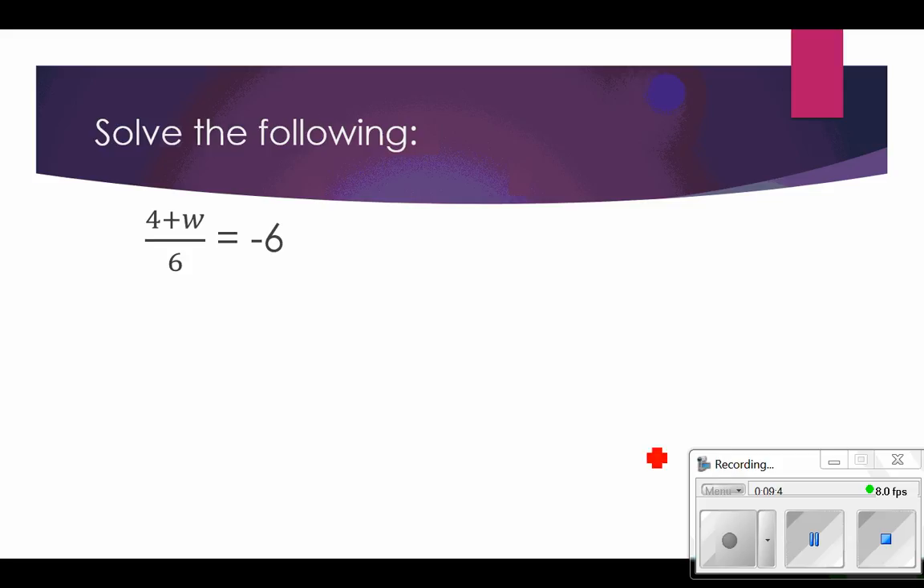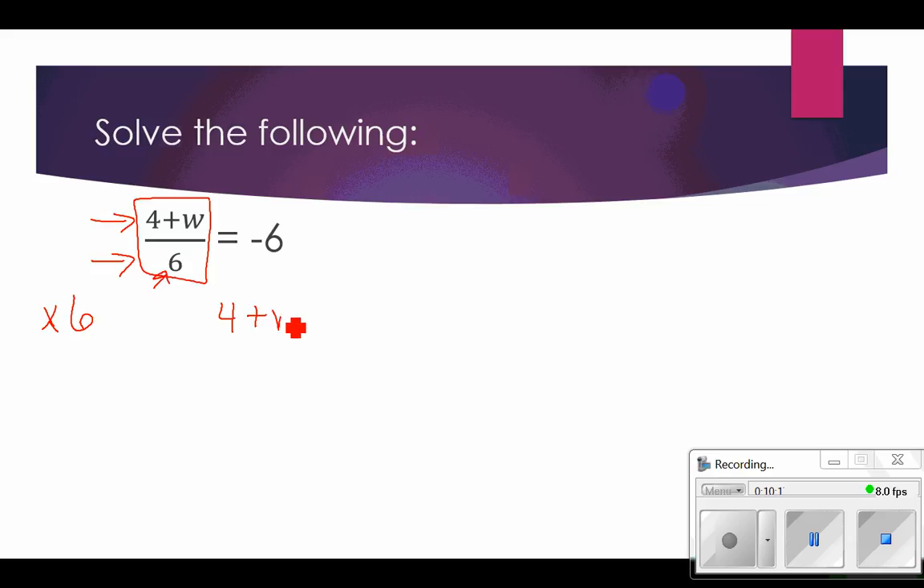Here's the next one. This one looks very different, and so we're going to do it differently. We can't do a plus or minus first on this one because we have a fraction that is all together. This is one big fraction. Here's the numerator, here's the denominator. So we have to get rid of the fraction first. And when you see a fraction, you should always think multiply. And you're always going to multiply by the denominator. So we're going to multiply by 6 because that's our denominator.